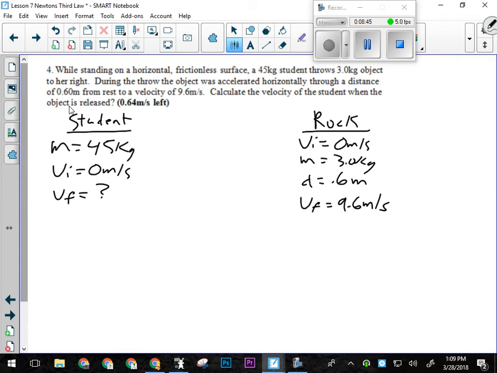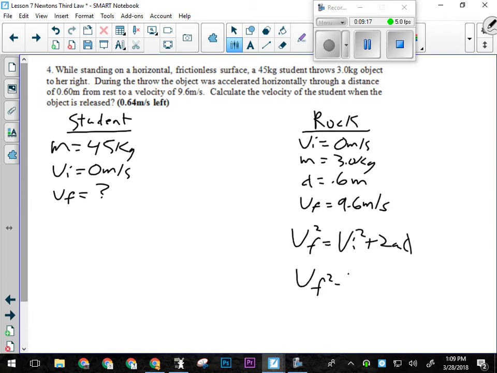So right now, if I want to find anything out about the student, I need either the force acting on the student or the acceleration of the student. My best bet is to find the force acting on the rock because the force acting on the rock is the same as the force acting on the student. Everybody okay with that? If I'm going to find the force, I need to know the acceleration, and I can find that because I have VI, VF, and D. So I'm going to use this formula here, and solve for A.